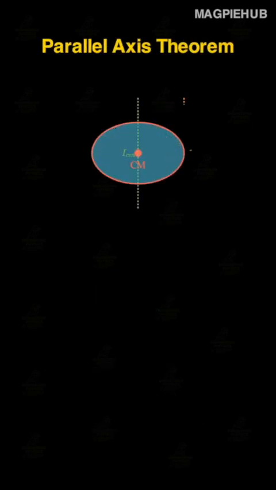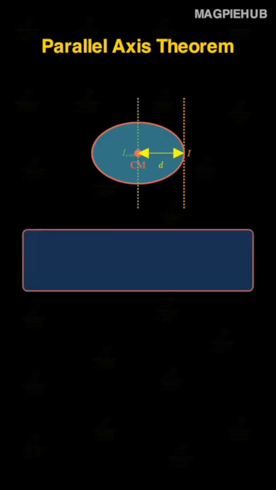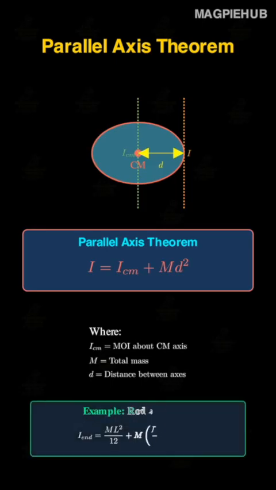Now let's learn the powerful parallel axis theorem. This theorem relates the MOI about any axis to the MOI about a parallel axis through the center of mass. I equals I_CM plus md squared, where I_CM is the moment of inertia about the center of mass axis, m is the total mass, and d is the distance between the two parallel axes. This theorem is incredibly useful. If you know the MOI about the center of mass, you can find it about any parallel axis.